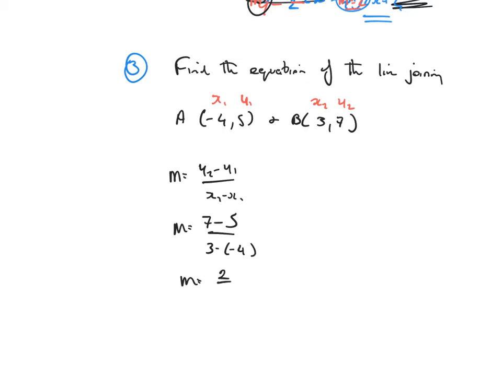7 minus 5 is 2, 3 minus negative 4 is 3 plus 4, and that's 7, so that's 2 over 7. Okay, so we've got the gradient, and we need any point that lies on the line. So at random, let's just choose one of the points on the line. I'm going to choose that one there and call it a, b.